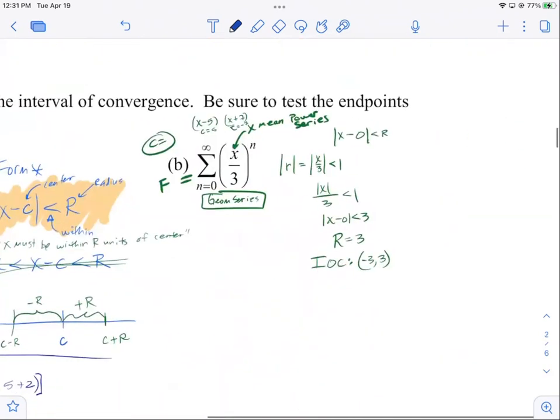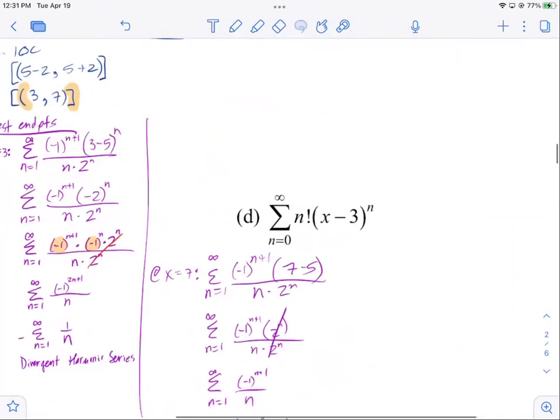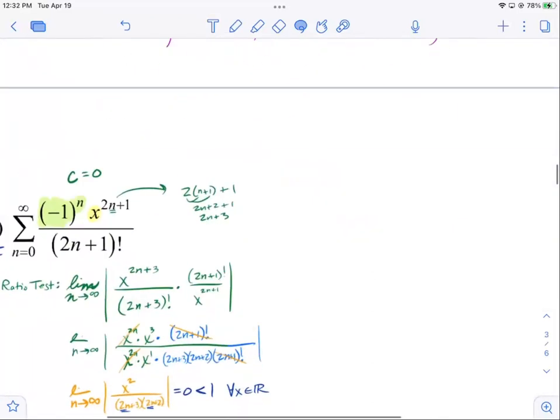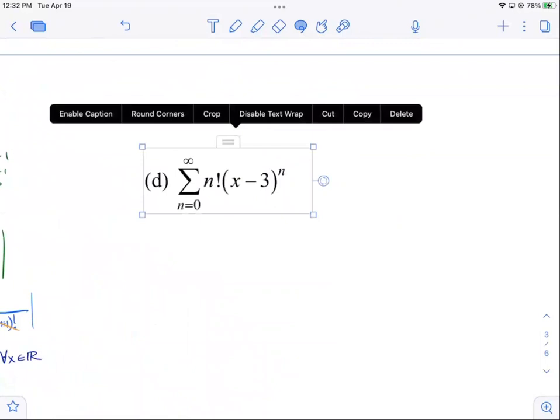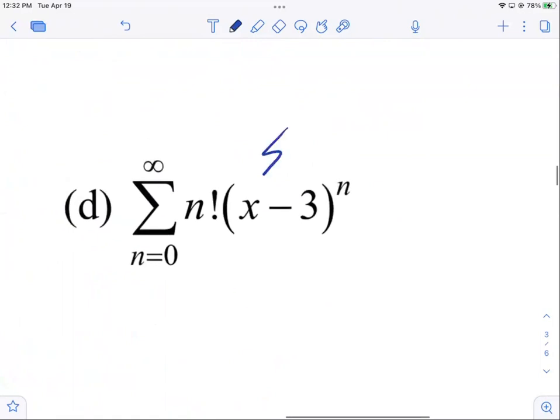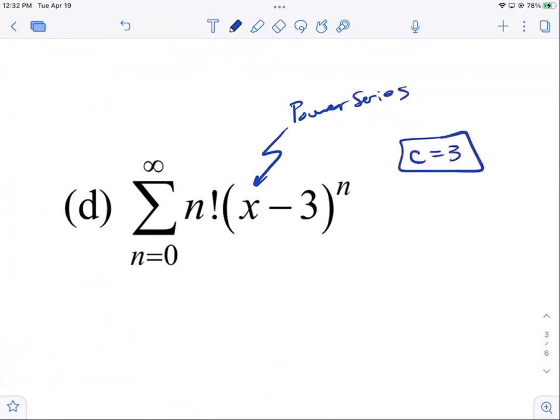All right, let's try, let's see, A, B, C. D is next. So copy that one. Come down here. Paste. All right, we want to figure out the interval of convergence. First of all, power series, yes? I spy an X. Power series. What's the center? 3. Good. This one has a center of 3.